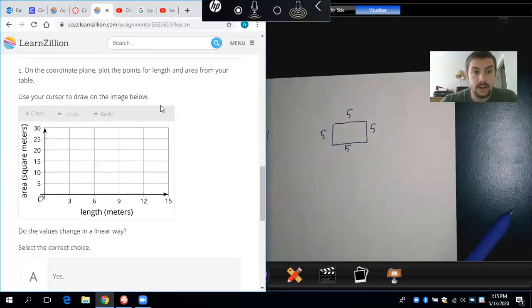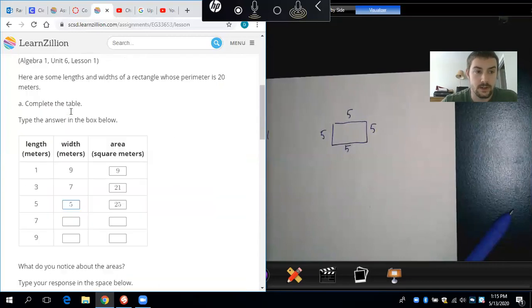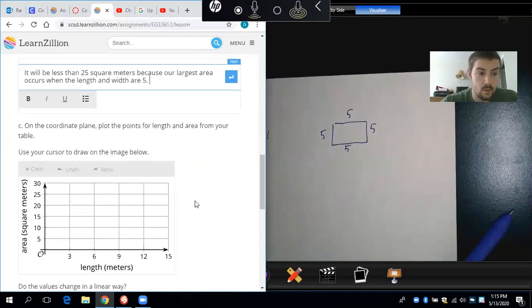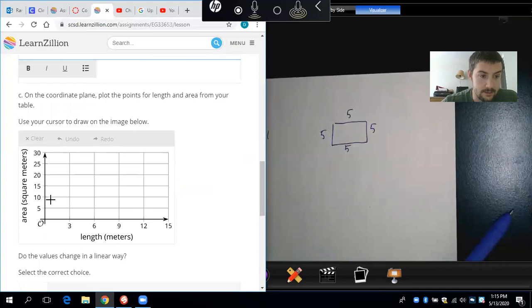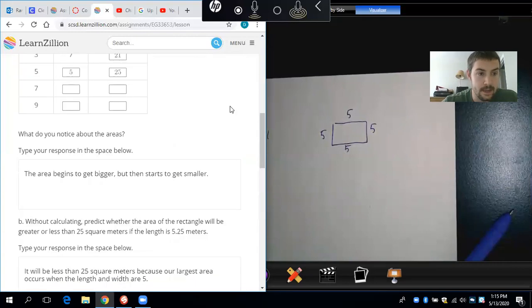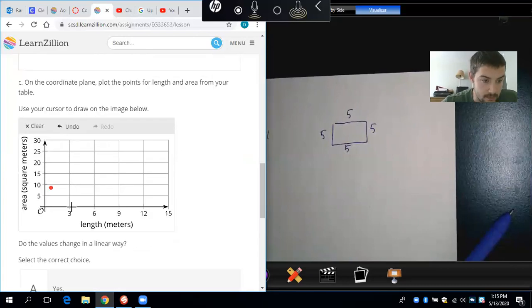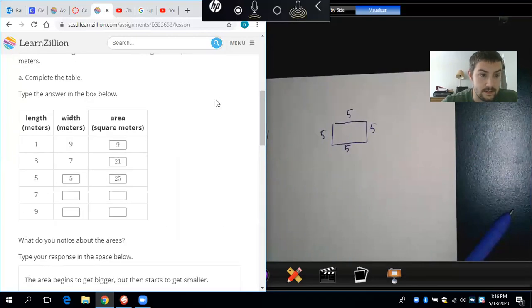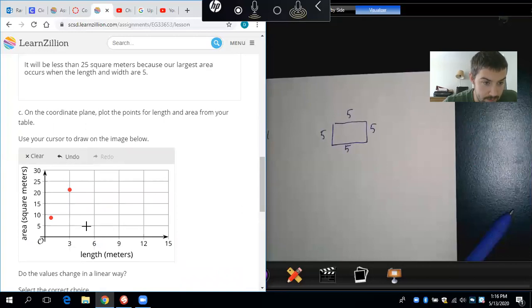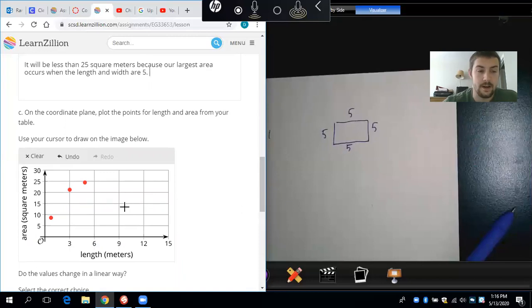So here's another one of those graphs you guys need to do, and so we can plot these points. So this says length and area is what we're comparing. So I'm going to graph this first column and this last column. So 1 and 9. I don't think it's going to let me do it. Oh, yeah, it does. 1 and 9 right there. Then I've got 3 and 21. And then I've got 5 and 25. And you guys can fill in the rest of this there. If this is not absolutely perfect, that's okay.